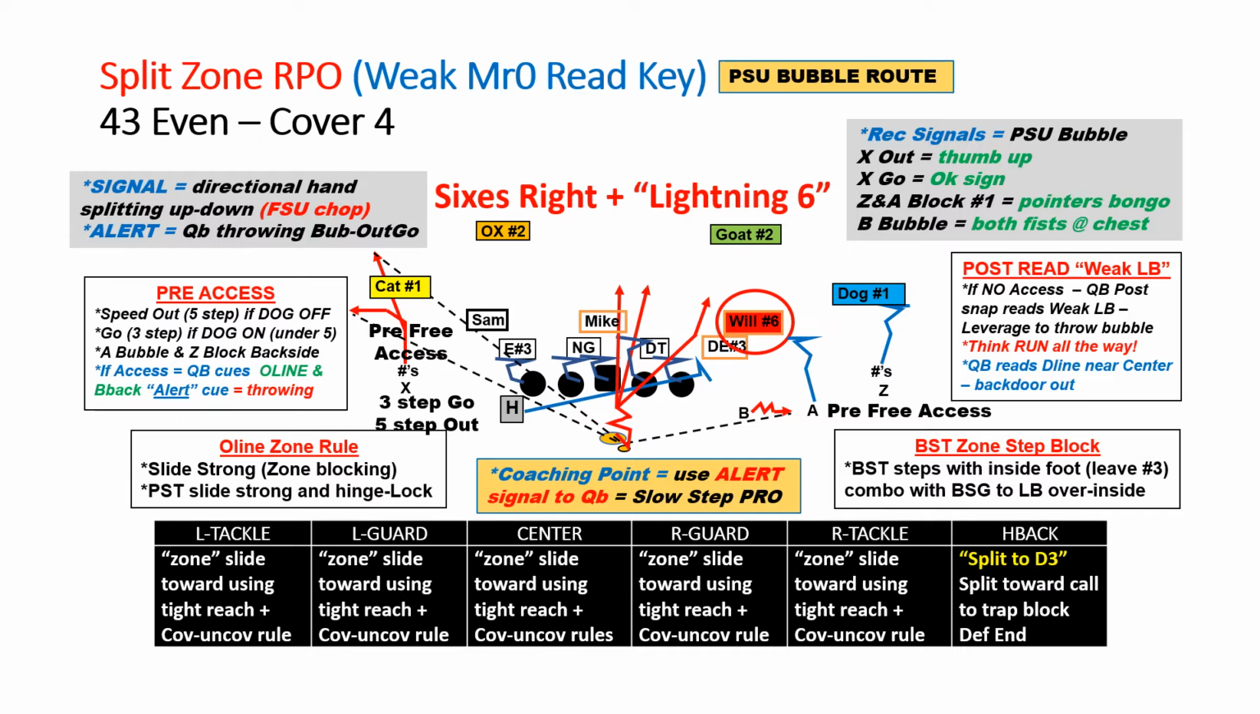The will fills, he'll still pivot and drill the bubble. The will sits, then he'll continue on his forward running shuffle, still reading that will backer. If he sits, then he'll run all the way. If he fills, then he can again pivot and throw the bubble.